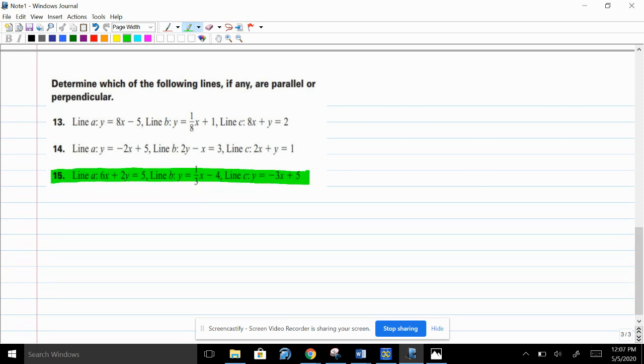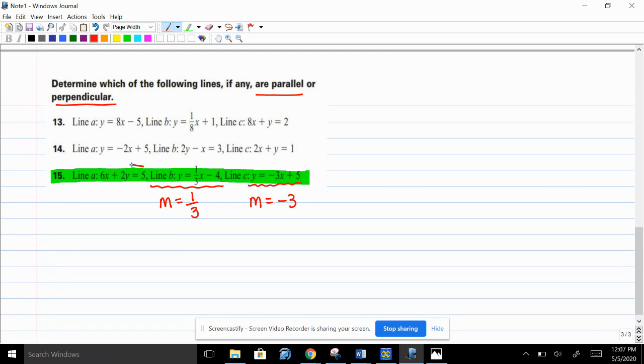All right, now this is a different question, obviously, guys. They're asking which, if any, are parallel or perpendicular. Again, if the equation is already written in slope-intercept form, they're giving you the slope. If it's not, you have to rewrite it. In number 15, line B is already in slope-intercept form, so the slope there is going to be 1/3. Line C is also in slope-intercept form, so the slope there is going to be -3.